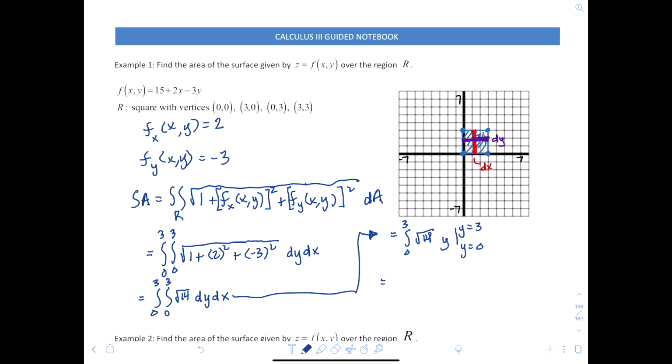And so we will get the integral from 0 to 3 of, the lower limit will zero out, so we'll just have 3 root 14 dx. So then we'll get 3 root 14 times x, going from x is 0 to x is 3. And then again, that lower limit will zero out. So at the end of the day, we will get 9 root 14, and that's in square units.